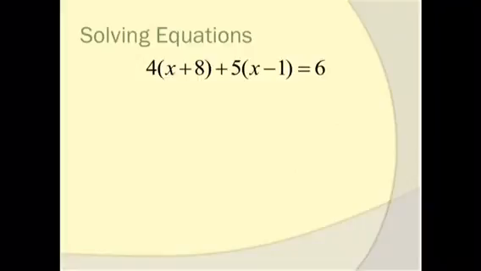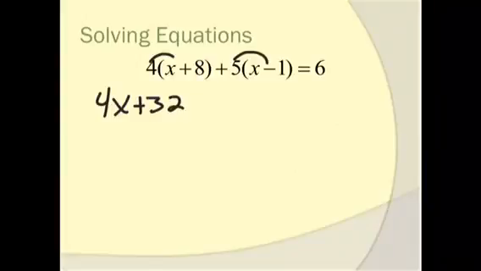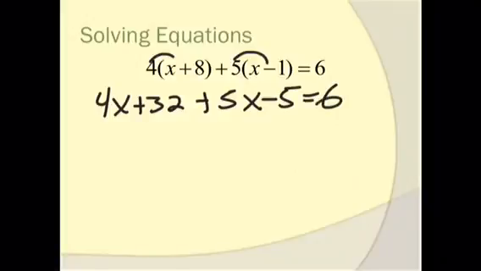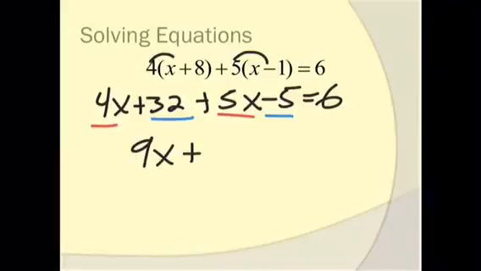So we have the same idea as the last problem. I'm going to distribute first, distribute the 4 and the 5. And when you do, you get 4x plus 32 plus 5x minus 5 is equal to 6. Same idea as before, we're going to combine our variables and we'll also combine our constant terms. So when I combine the x's, I get 9x, and then when I combine my constants, I get 27.